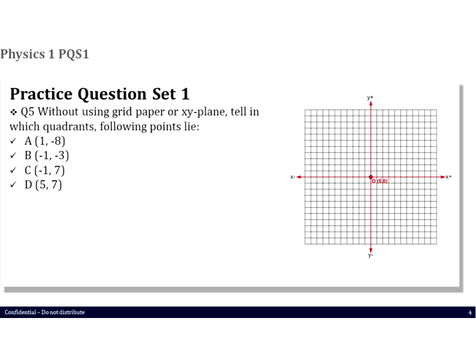And then we have, without using grid paper or XY plane, tell in which quadrant the following points lie. A, 1, minus 8. Which quadrant is that?